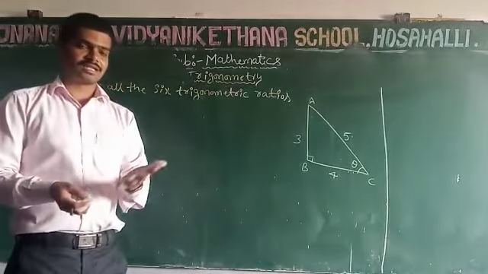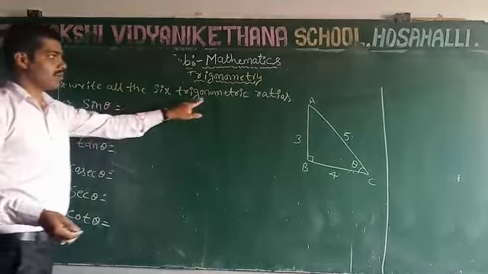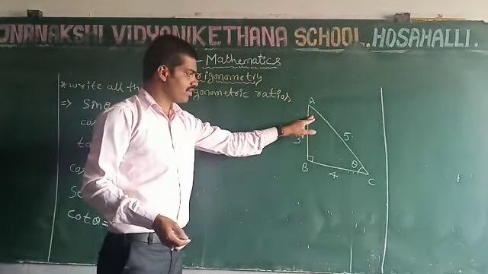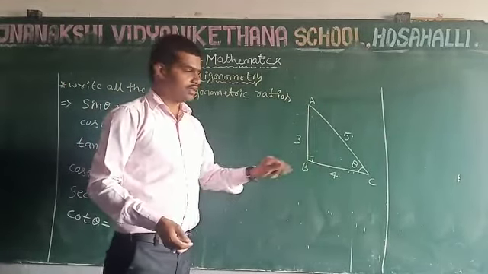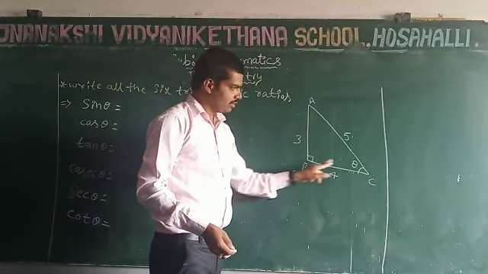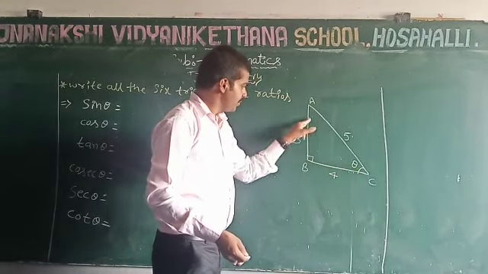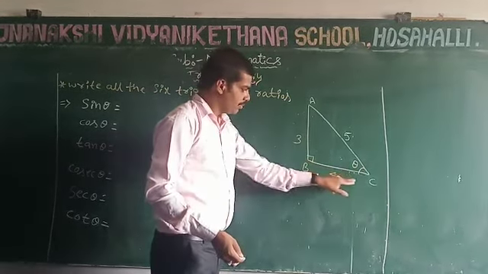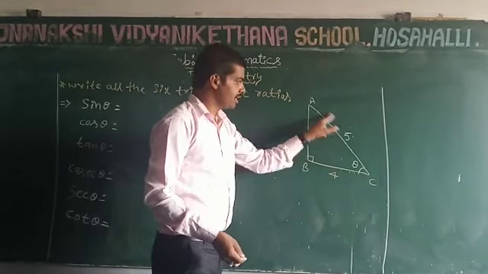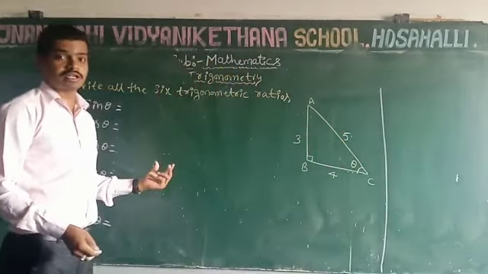Okay, dear students, let us take one example. Write all the 6 trigonometric ratios of the given triangle ABC. In triangle ABC, angle B is equal to 90 degrees. Angle C is theta. With respect to theta, AB is the opposite side, BC is the adjacent side, AC is the hypotenuse. So first we have to write all the 6 trigonometric ratios.